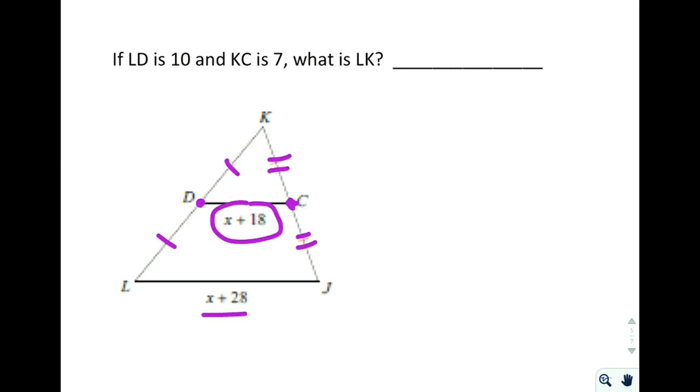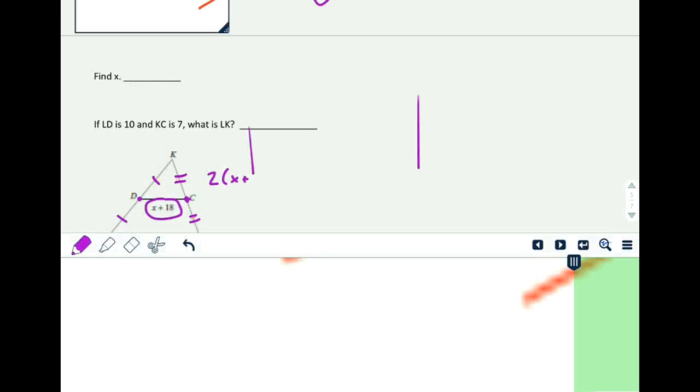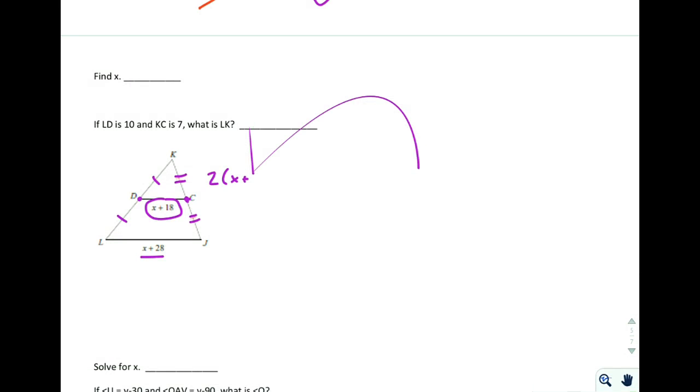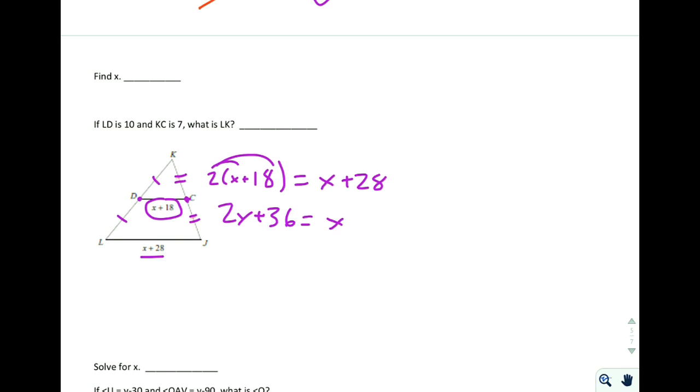So a few ways of writing this, but I'm going to write it this way. I'm going to double the smaller piece and set it equal to the bigger piece. I distribute that out and I get 2x plus 36 equals x plus 28.